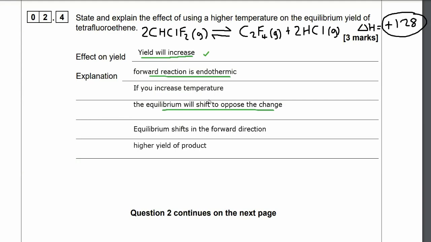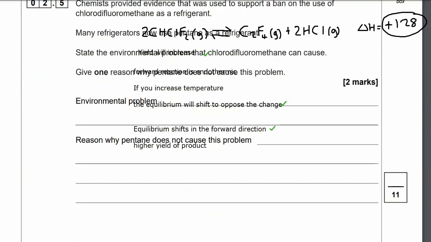So your 3 marks here are 1 for stating the effect on yield, which is that it will increase, 1 for saying the equilibrium will shift to oppose the change, and finally that it shifts, therefore, in the forward direction.